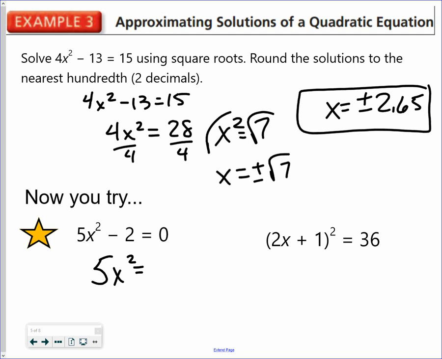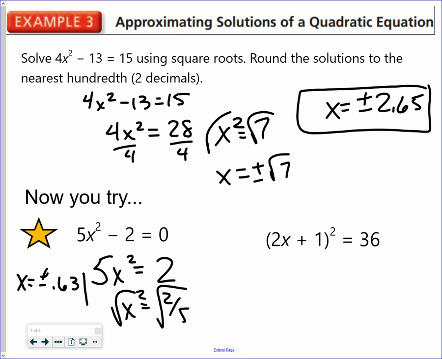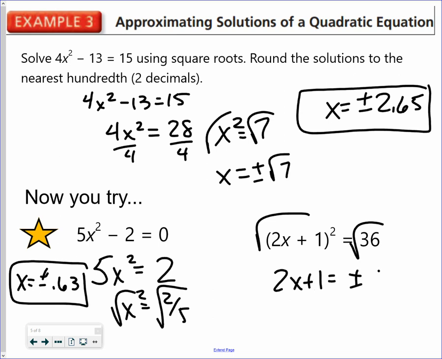And welcome back. 5x squared equals 2. Divide by 5, so x squared equals 2/5. Take the square root of both sides. And so x would equal plus and minus the square root of 2/5. So I end up getting 0.63. Next, take the square root of both sides: 2x plus 1 equals plus and minus 6.